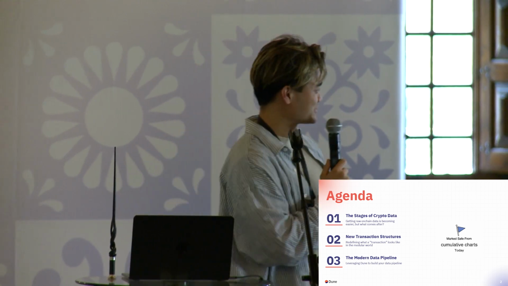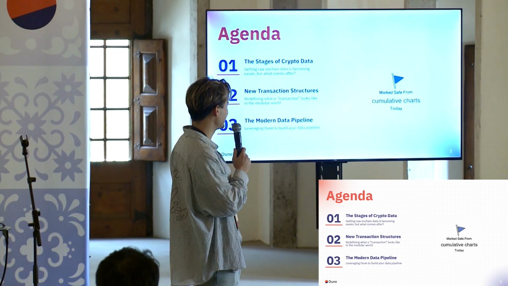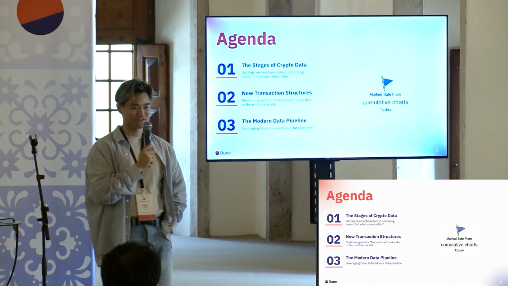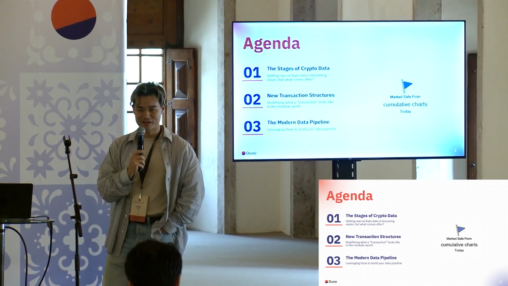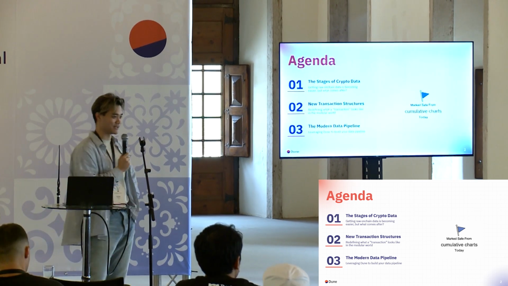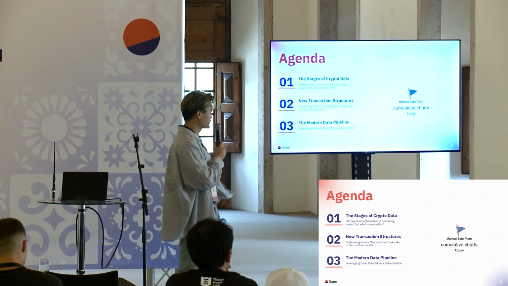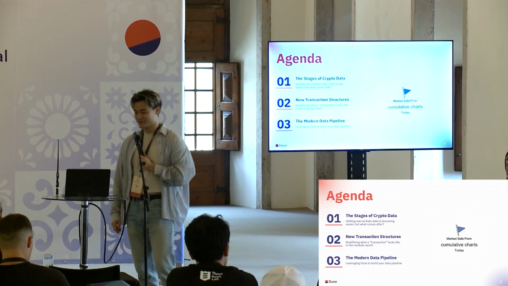Number two, after we get through the stages, we're going to have to redefine what a transaction looks like. Right now, transactions are just from, to, and it's a single row on a table, but it's about to get a lot more complicated than that. And lastly, we're going to cover the modern data pipeline. So what does it mean to work with these stages and transaction structures on Dune? That'll be fun.